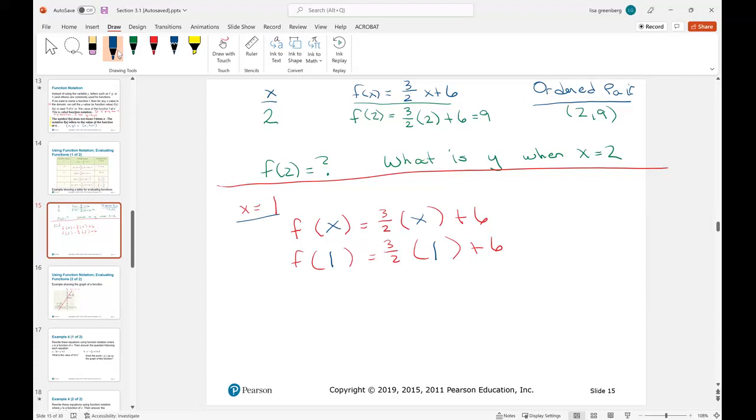So now I can evaluate this. This is 3/2 plus 6. Get a common denominator: 6 is 12/2, which gives 15/2. So that is my y value. My ordered pair would be x equals 1, y equals 15/2. So basically, that's how function notation works.